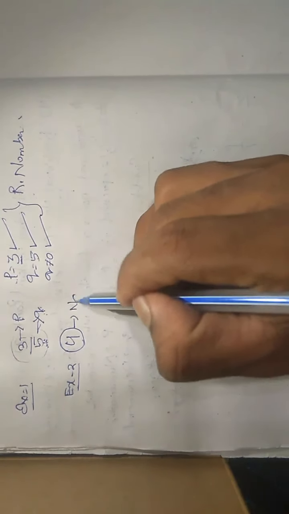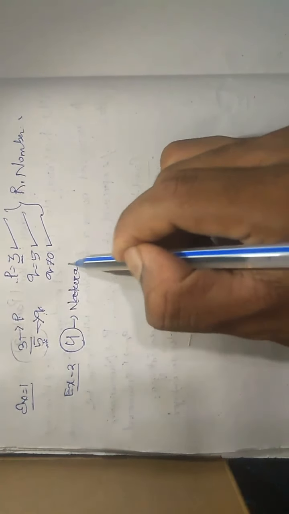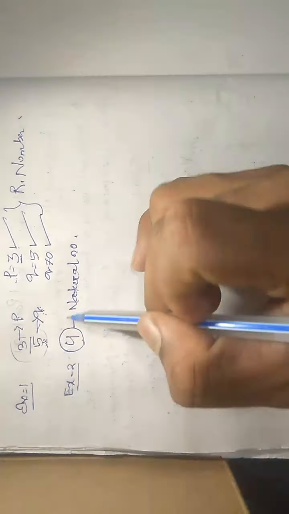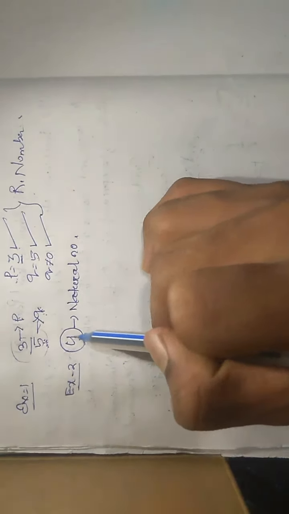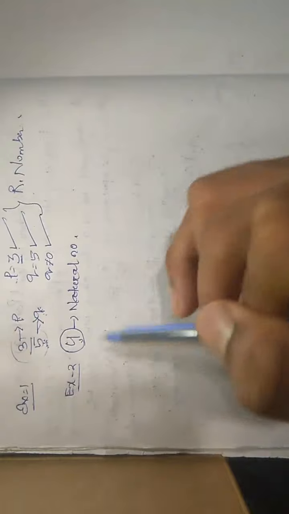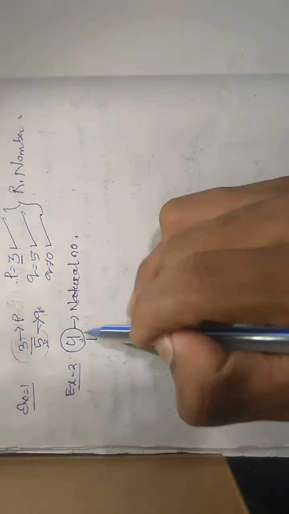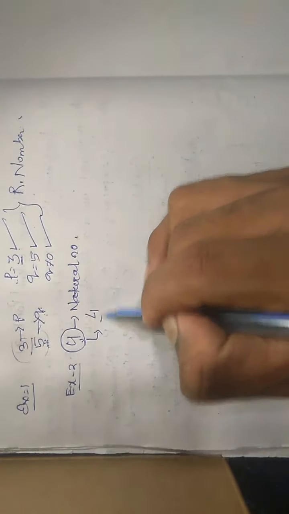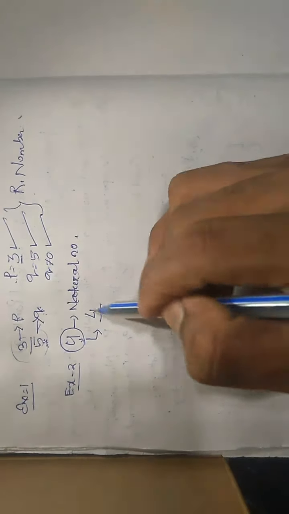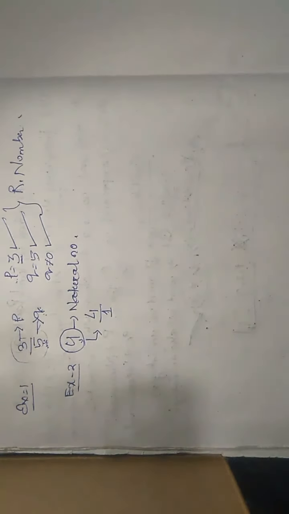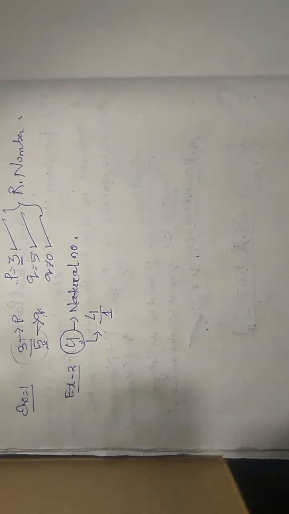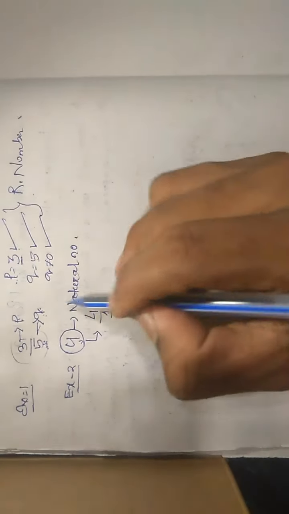4 is a natural number, as we know. So now we have to define whether 4 can be a rational number or not. Let us define. See, 4 can be written as 4 by 1, because the value of 4 by 1 is also 4. So we can write 4 as 4 by 1.